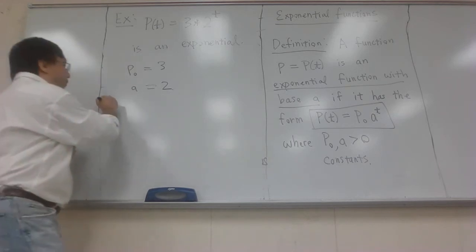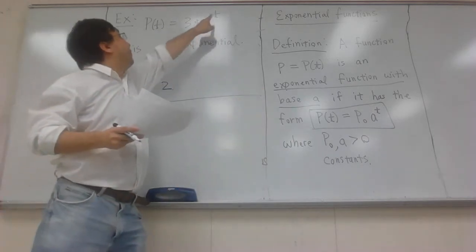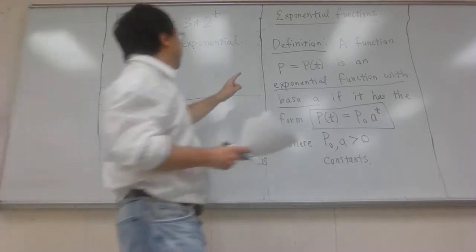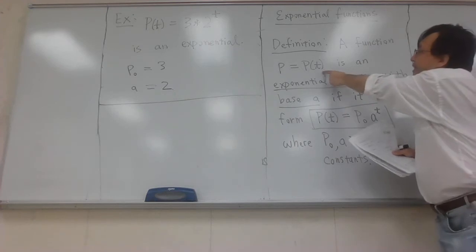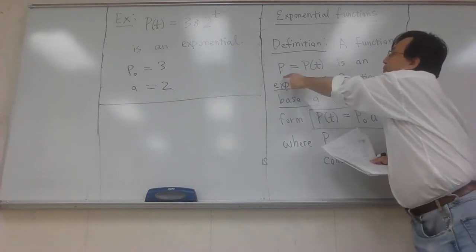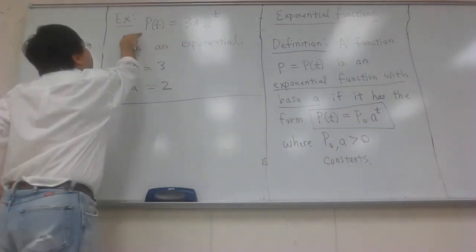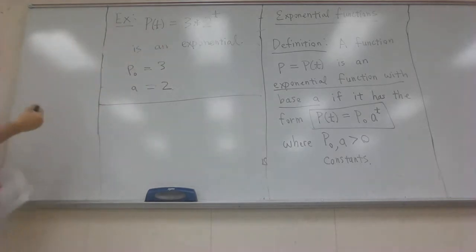And by the way, before going on, why do I use t for the input variable and p for the output variable? Why do I use these letters t and p?